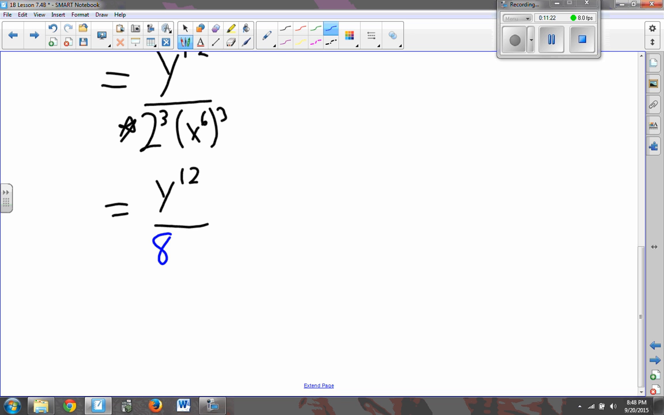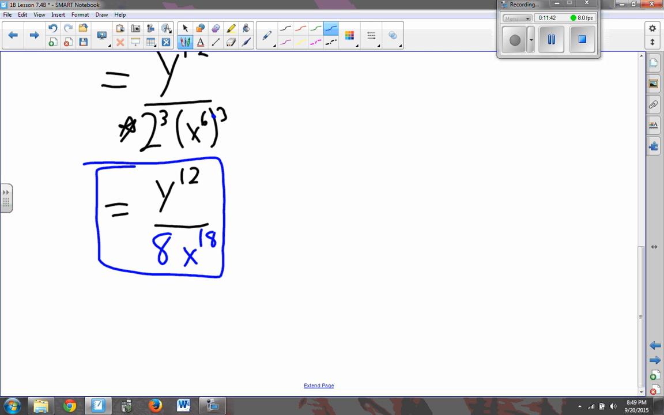And then I know that x to the 6th raised up to the third means I get to multiply the 6 and the 3. And 6 times 3 is 18. So I have y to the 12th on the top and 8x to the 18th on the bottom. Okay, I'm done. That's method 1, where I flip the fraction and then simplify.